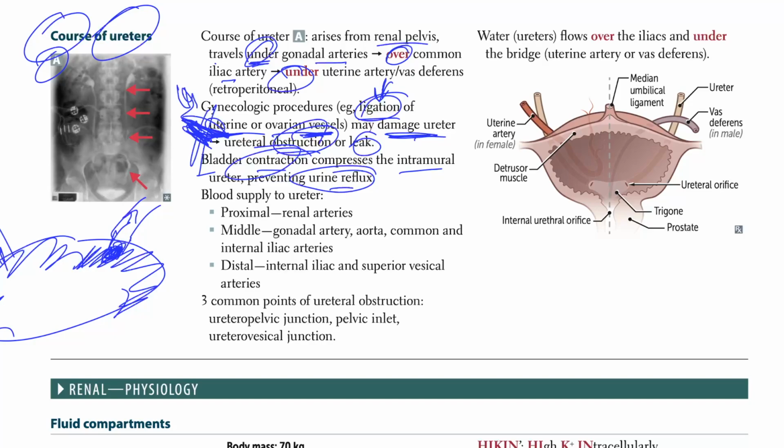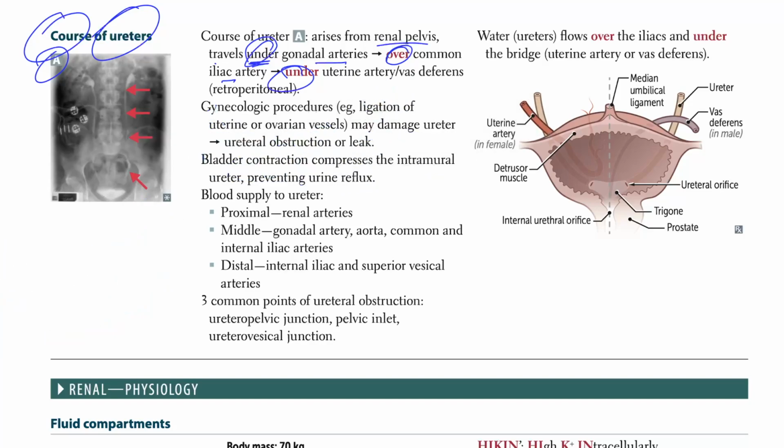So when it contracts, this intraluminal ureter, it compresses this intraluminal ureter, preventing the urine reflux. Now, blood supply to the ureters are proximal renal arteries, middle of the gonadal or aorta, and common and internal iliac arteries, distally of the internal iliac and superior vesical arteries.